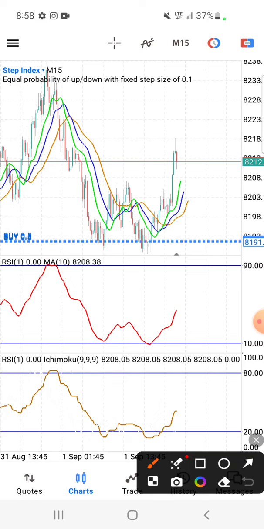As you guys can see, just like in this case, the RSI here in color brown was at the 20 level. That is my first confluence. The second confluence was that the second RSI, which is in color red, was at level 10. That is my second confluence. And then the third one, which is the final one, is that my alligator was now below my price action.